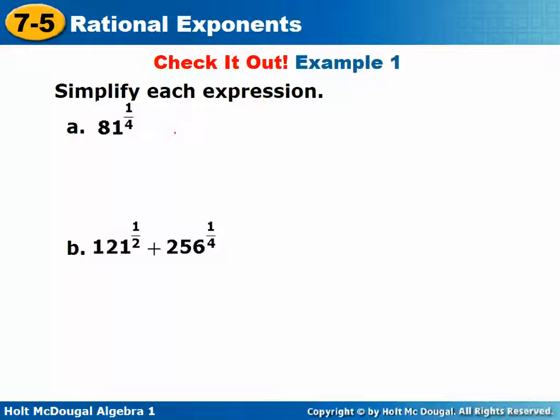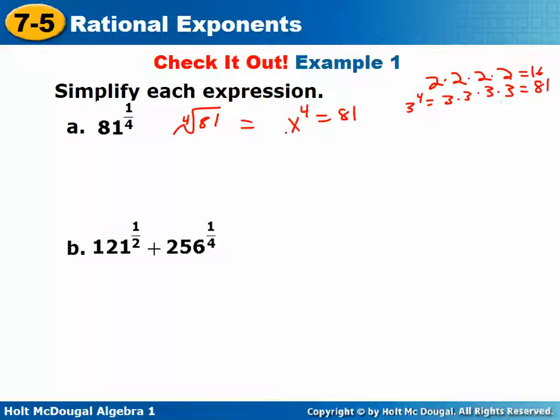81 to the 1/4. That means what is the fourth root of 81? In other words, what number to the fourth power equals 81? So it's not 9, because 9 to the fourth would be 9 times 9 times 9 times 9. That's too big. So try smaller numbers. 2 to the fourth power is too small. That would be 16. So try 3. 3 to the fourth power is equal to 3 times 3 times 3 times 3, which is 81. So that one works. So that means that the fourth root of 81 is 3.